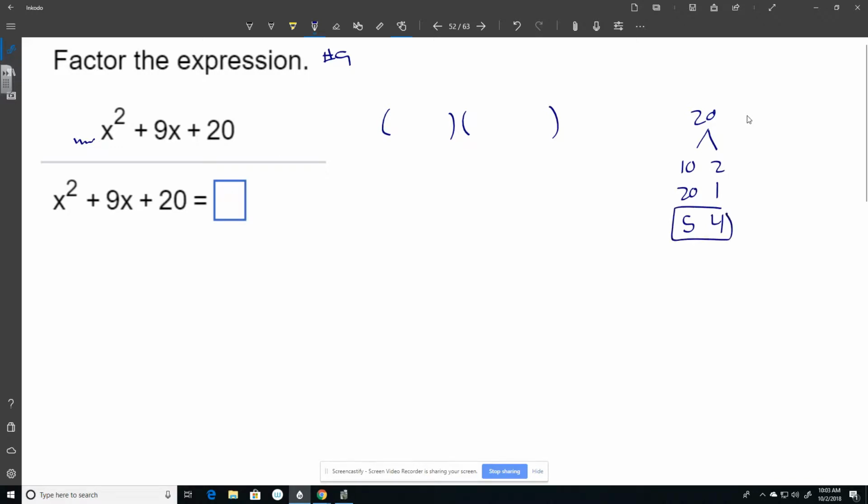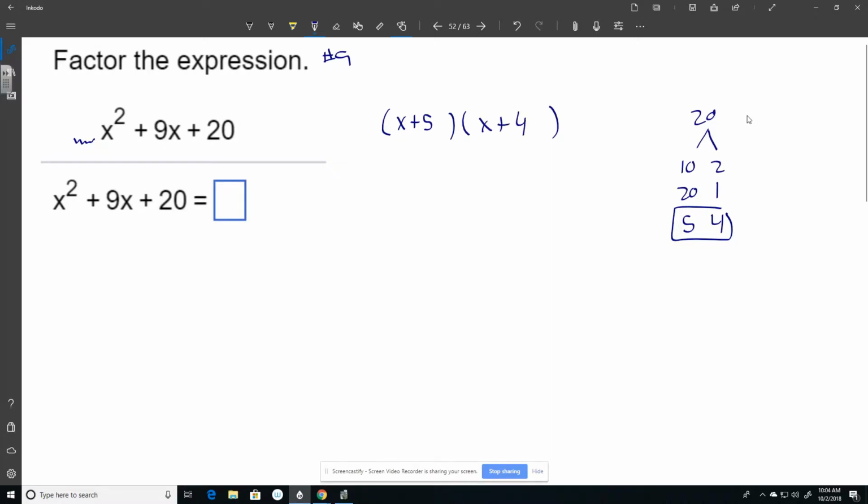So I think I'm done. I think it's 5 and 4. 5 plus 4 is 9, which gives me 9 right there. So because there's nothing in front of x squared, all I have to do is plug these right into my parentheses for my answers. X plus 5, x plus 4.